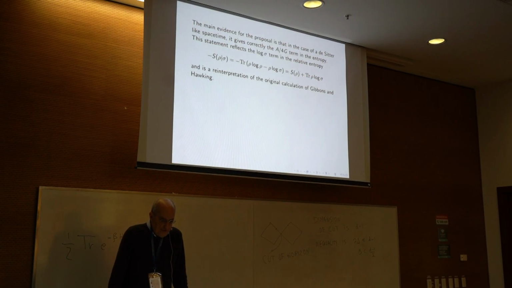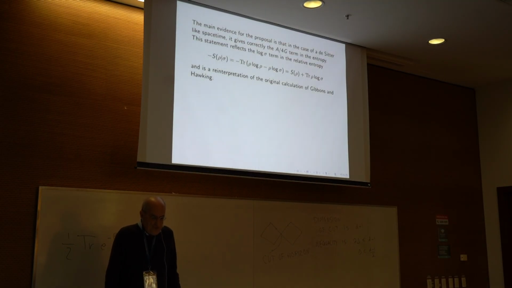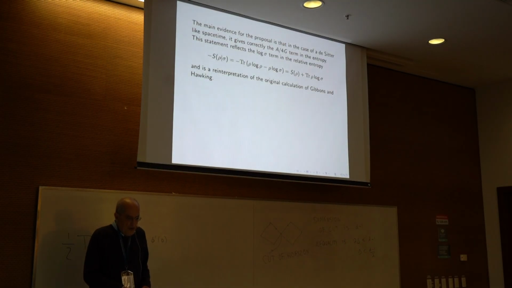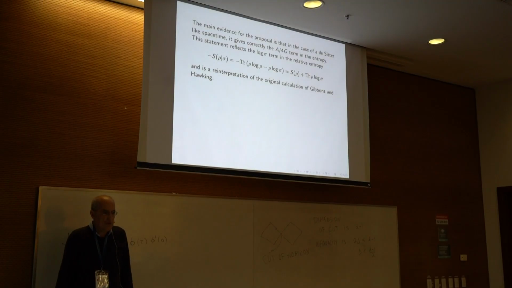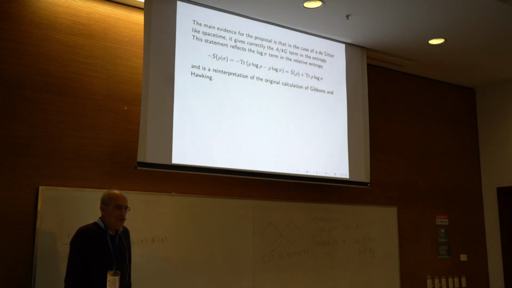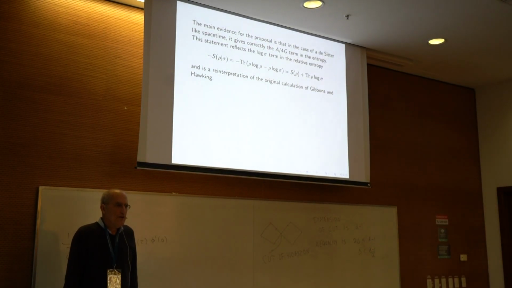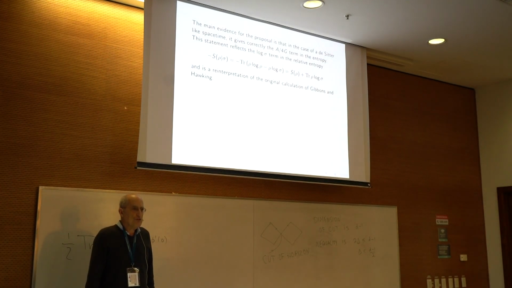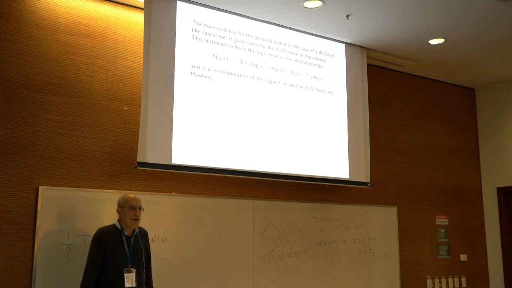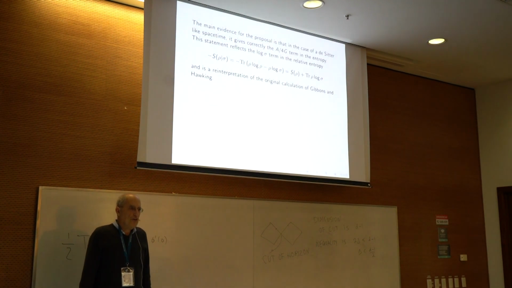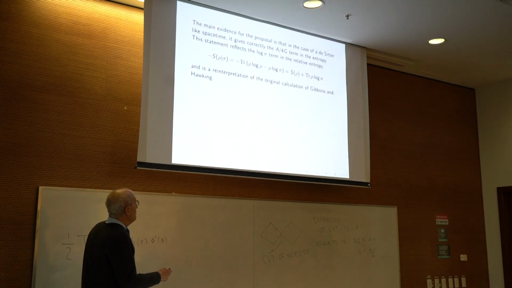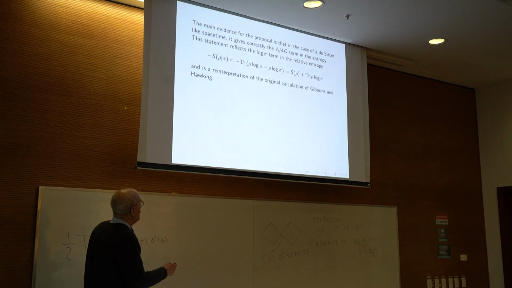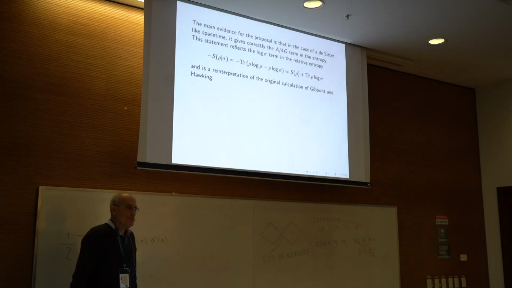So the claim that this formula gives the A over 4G term is a reinterpretation of the original calculation of Gibbons and Hawking. If we interpret sigma as the no boundary state in a de Sitter space where the area is A over 4G, sigma, according to Gibbons and Hawking, is e to the A over 4G, so log sigma is the C number, A over 4G, and the trace of rho is 1, so this term would be the A over 4G, and this would be the quantum part of the entropy.